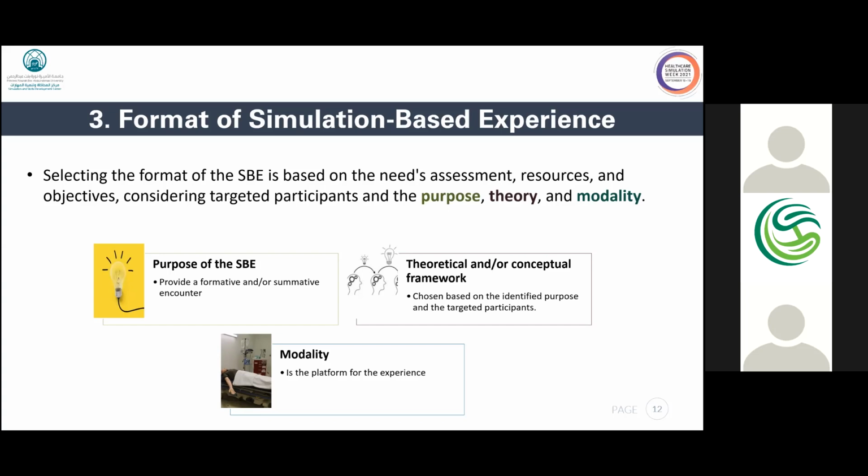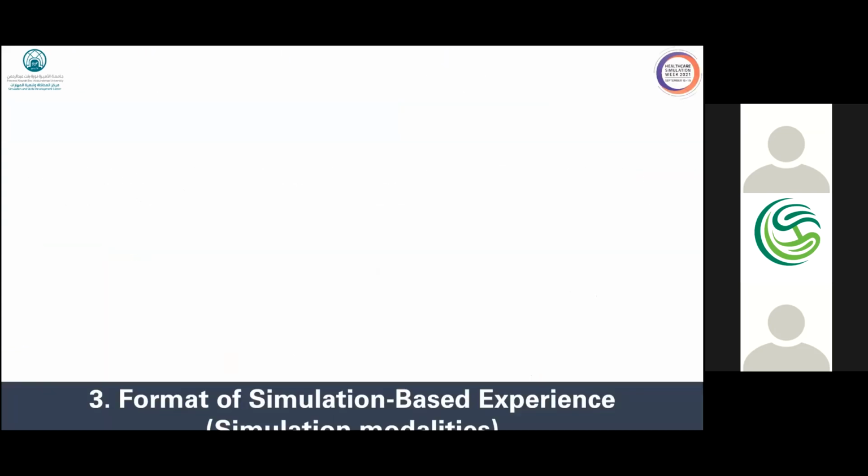So I expect, if I'm reviewing a scenario, that the level of participants and the purpose are aligned with the scenario itself. It shouldn't be advanced for the participants or below their level of experience. Also, as for the previous example, which is a transfer, I don't expect communication during it, unless it's part of the objectives. The modality also plays a part here. What is the platform for the experience? Which modality are you using?